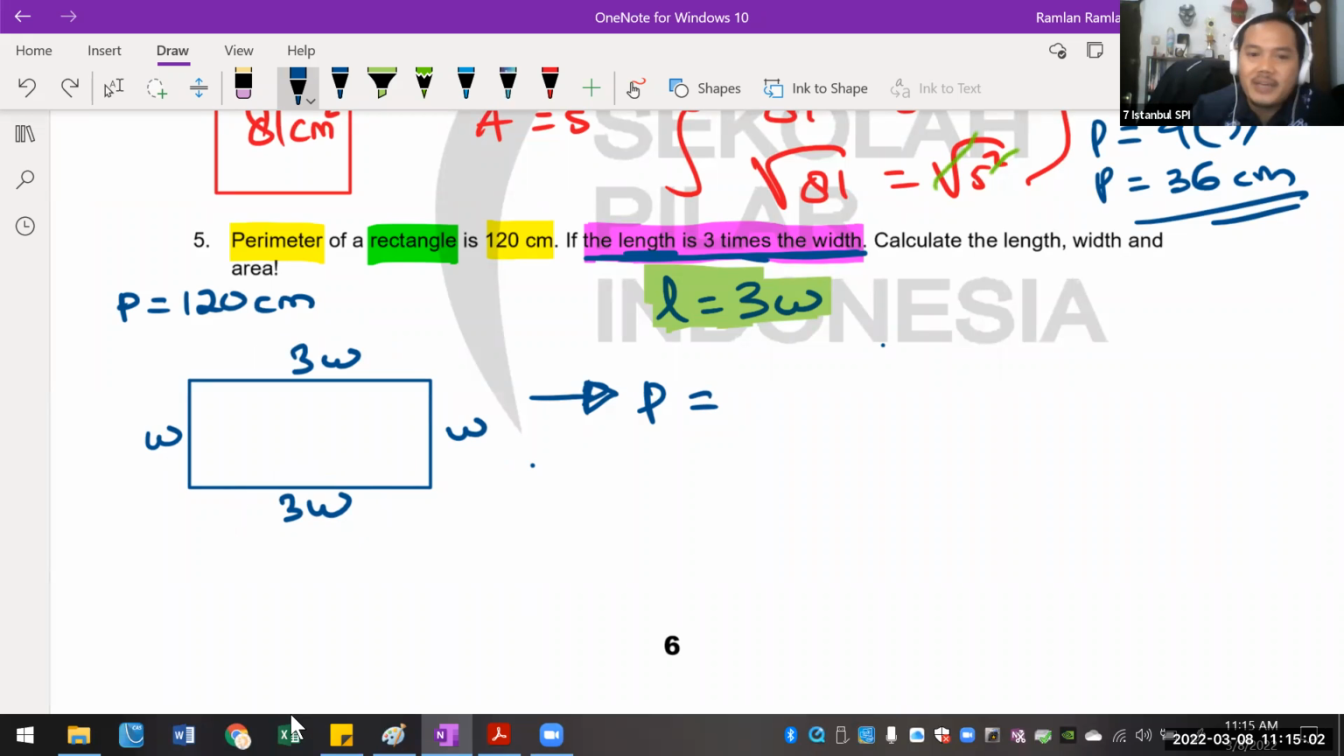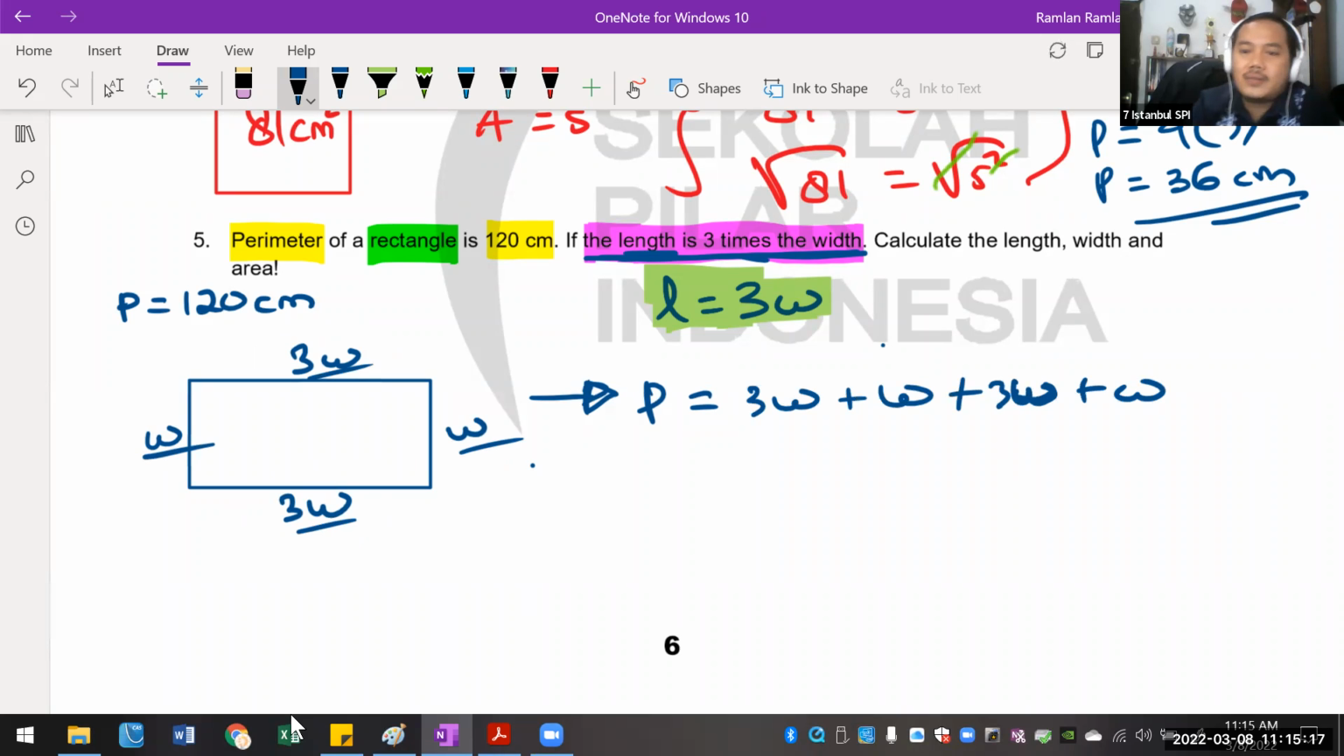Oke, sekarang kita tambah ya. So I'm gonna add all of them. So we have 3W, and then we have this one, and then we have W, and then we have 3W again, and then we have W. Okay, there we go. Right? So the perimeter is this, right? 3W plus W plus 3W plus W.